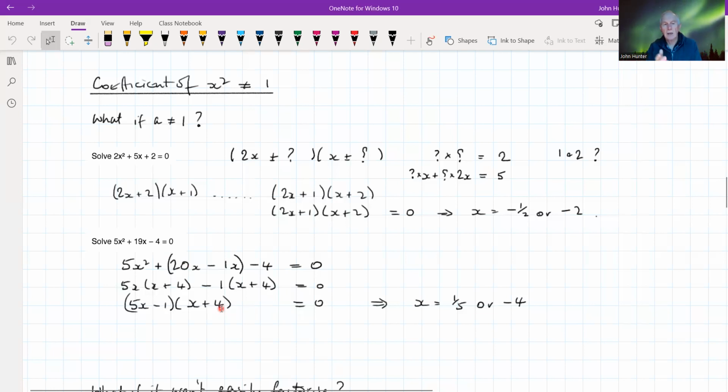Okay, so we'll look at that method separately, but you may be able to work out how to do it for yourself just by seeing that example, and it's probably worth having a try and seeing if you can devise the method.